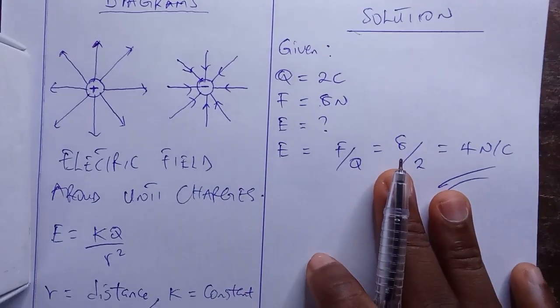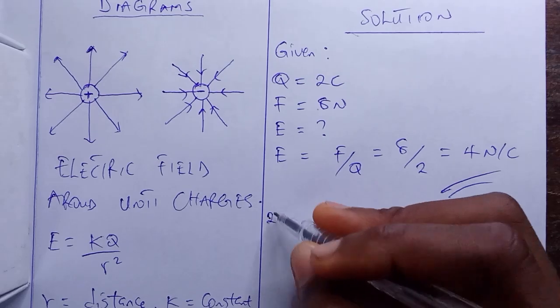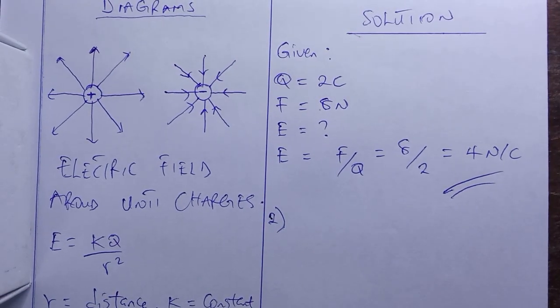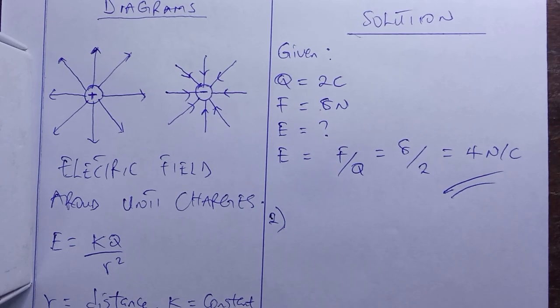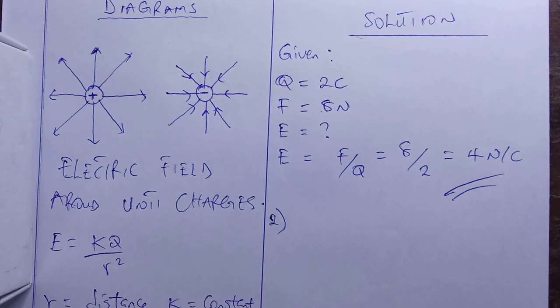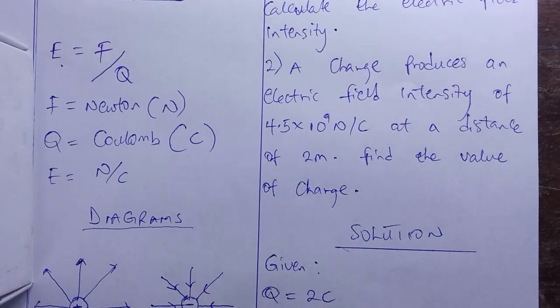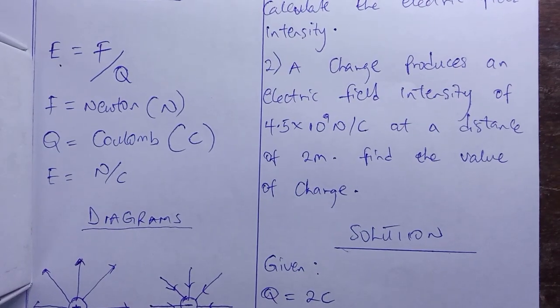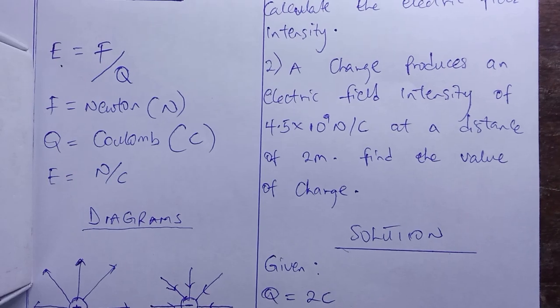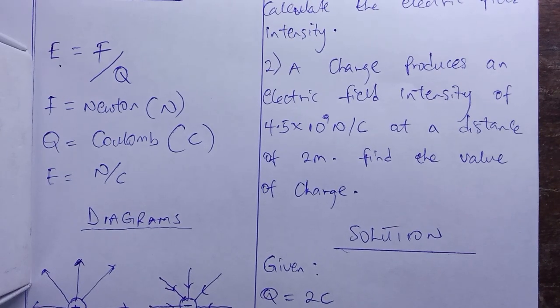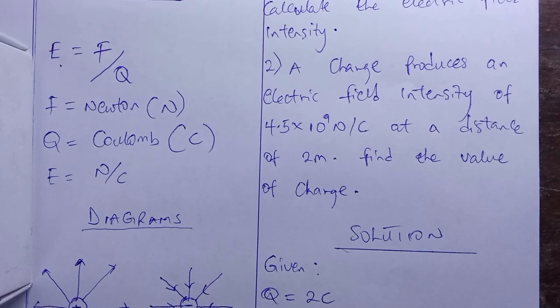So we have example 2 here. Example 2, they said what? We should calculate a charge that produces an electric field intensity of 4.5 times 10 raised to power 9 Newton per coulomb. Let's do it together. So back to example 2. Example 2 says a charge produces an electric field intensity of 4.5 times 10 raised to power 9 Newton per coulomb at a distance of 2 meters. Find the value of the charge.